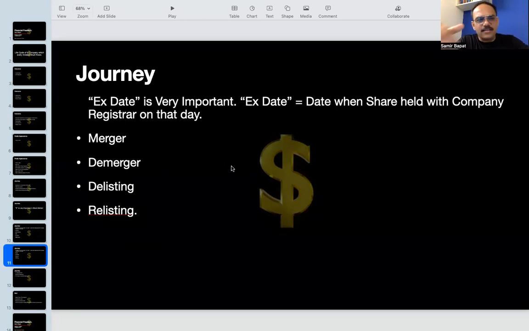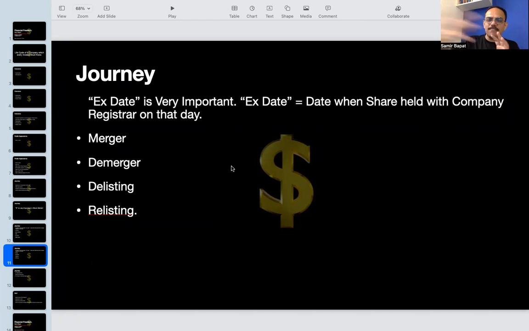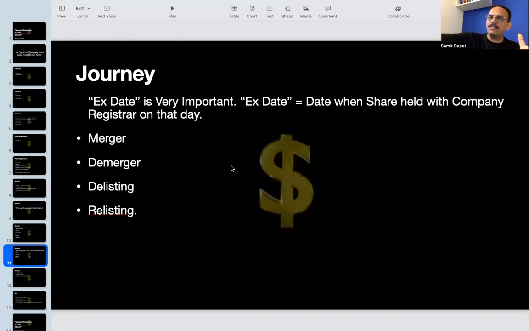This happens less, but often happens. There will be mergers of two companies. So again, merger, when it happens, one company is merging with another. They will say, okay, this is your valuation, this is my valuation. You are merging with my company. Finally, it is my company's name. So whoever is holding 5 shares of your company will get 1 share of my company. So this is how merger happens. Again, X date happens. Demerger is splitting of companies.